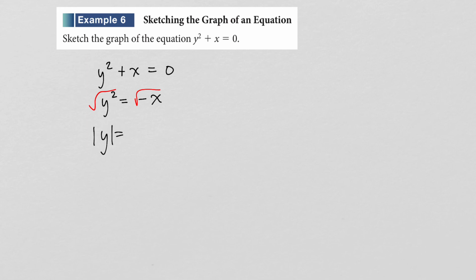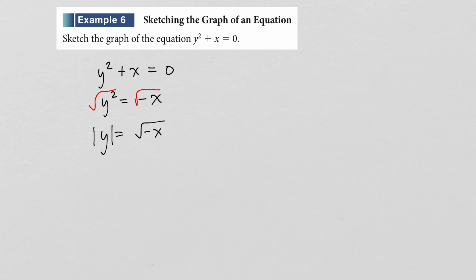Now our last example is a little bit trickier. We have the equation y squared plus x is equal to 0. Now you can try to solve for y. If you do that, you will get y squared is equal to negative x, right? Because you have to subtract x from both sides. And then you have to take the square root of both sides. And you get the absolute value of y equals the square root of negative x.